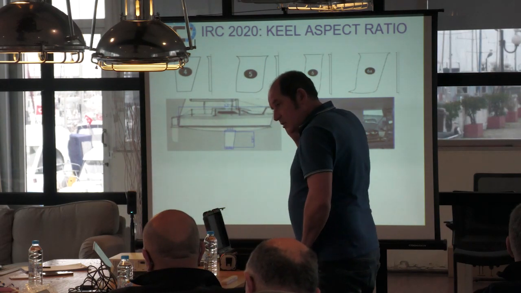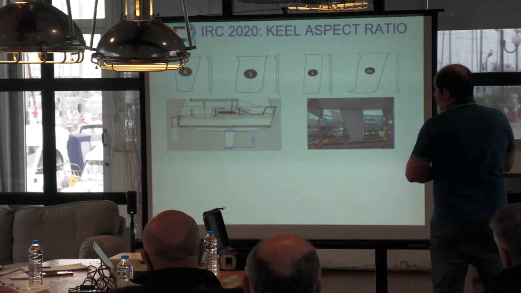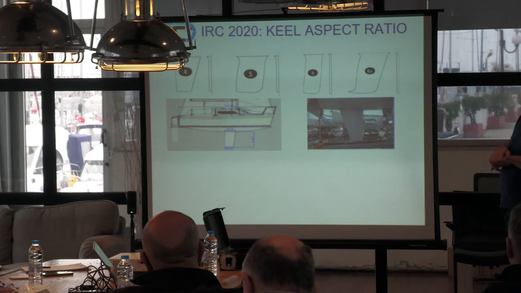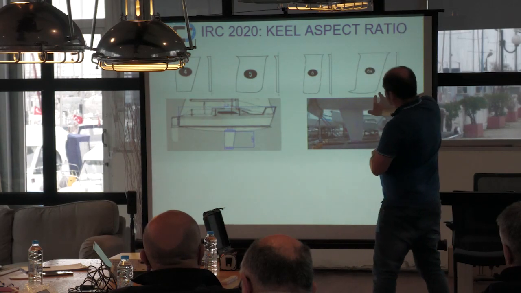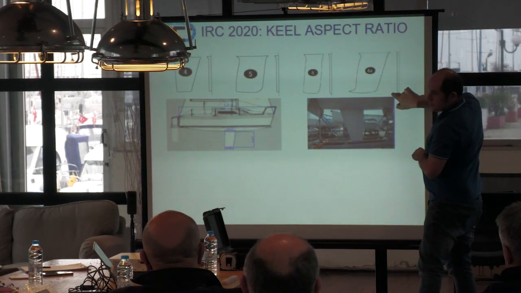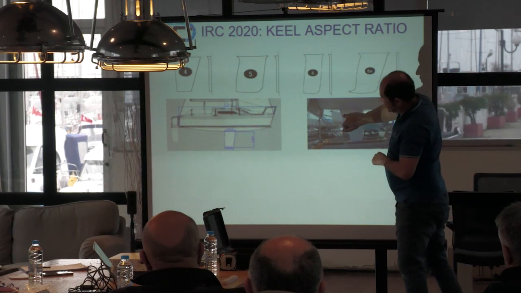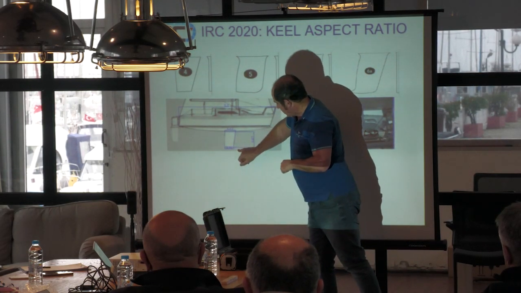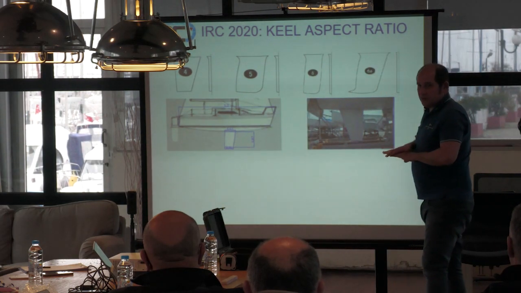In the IRC rule 2020, IRC introduced the keel aspect ratio in the IRC calculation for keel type 4 to 6, okay? Which means fin keel with no shoe, no bulb, okay? You will not have those measurements today. Here we have the upper chord, lower chord, and the span of the keel.